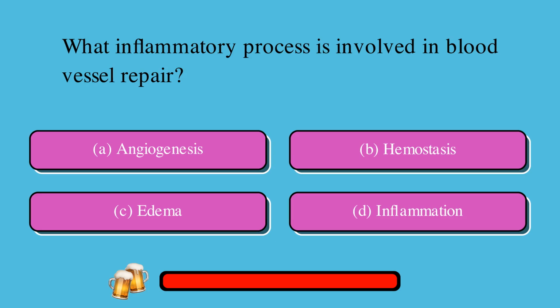What inflammatory process is involved in blood vessel repair? A, angiogenesis, or B, hemostasis, or C, edema, or D, inflammation? The correct answer is B, hemostasis.